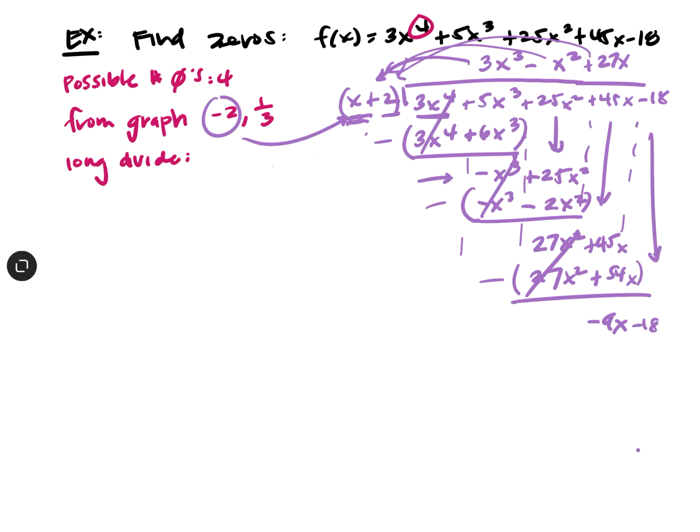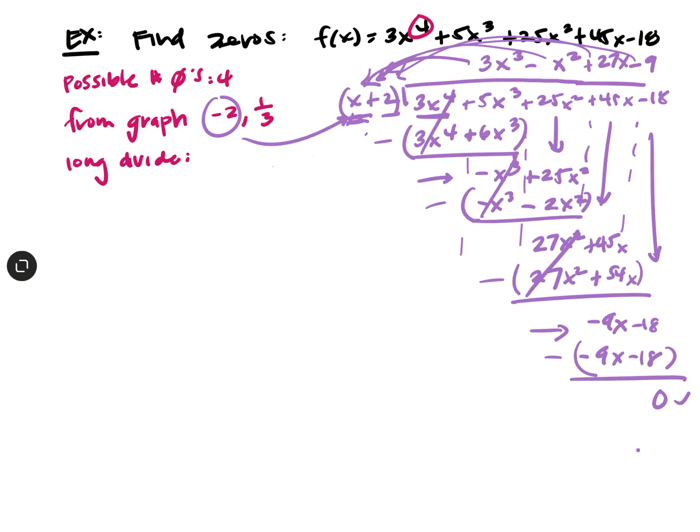Drop down the negative 18. And then one last time, thank goodness. What times x is negative 9x? That's negative 9. I'll multiply it here. Negative 9 times x is negative 9x. Negative 9 times 2 is negative 18. And then when we subtract, we should end up with the remainder of 0, right? Because it's a factor. Okay?